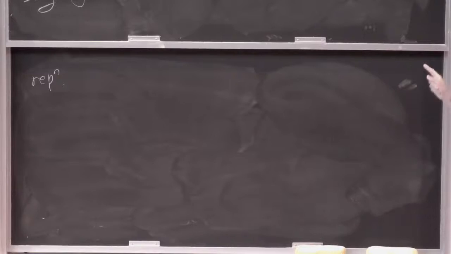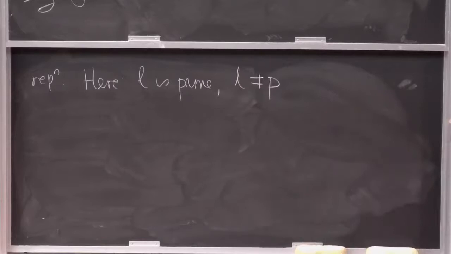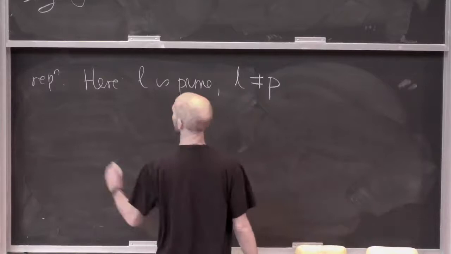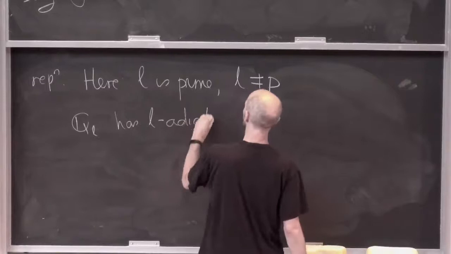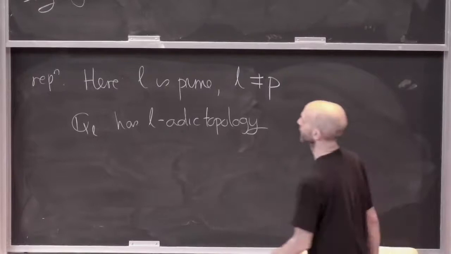GLN of QL. Here L is a prime, and L isn't P. L can be P for the next five minutes or so, but L is certainly going to have to not be P at some point. L is prime, L is not P. And QL has the L-adic topology. That means that N by N matrices over QL are a topological ring, so GLN is a topological group. So GLN of QL also has some kind of L-adic topology.